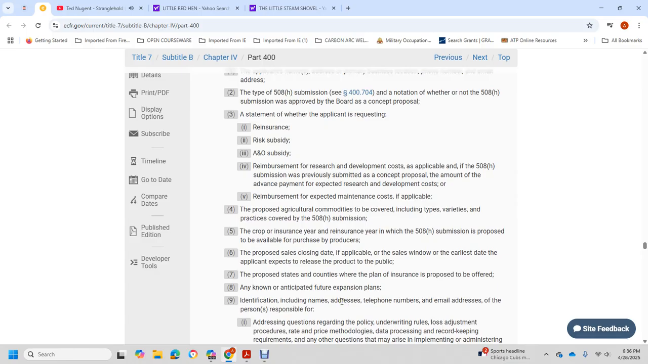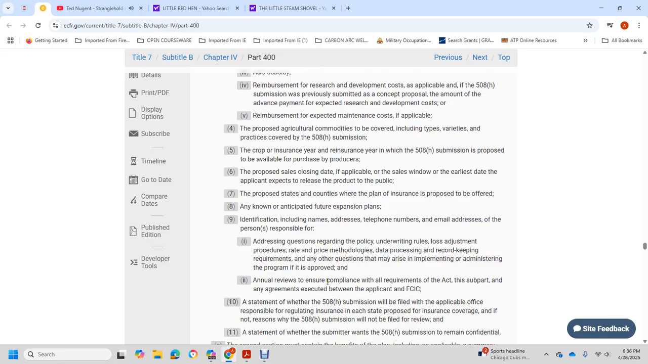the year of the 508 submission, and the proposal available for purchase by the producer, with the proposed sales closing date and the applicant's sales window. The earliest date the applicant expects the release of the product to the public, the proposed states and counties, the plan, and any known or anticipated future expansion plans.